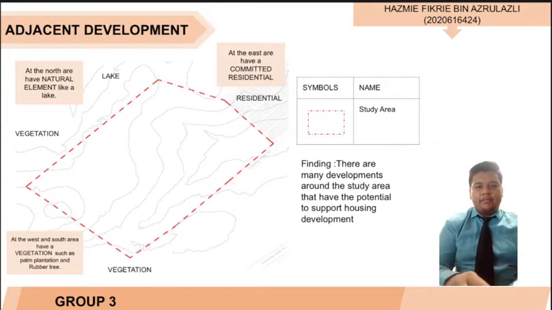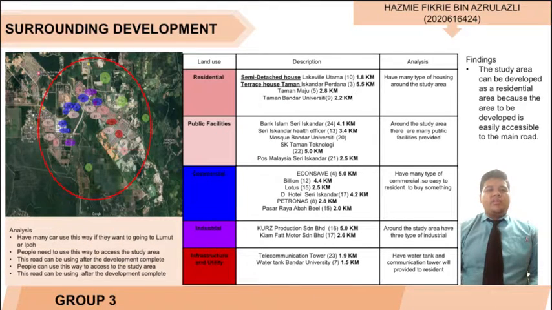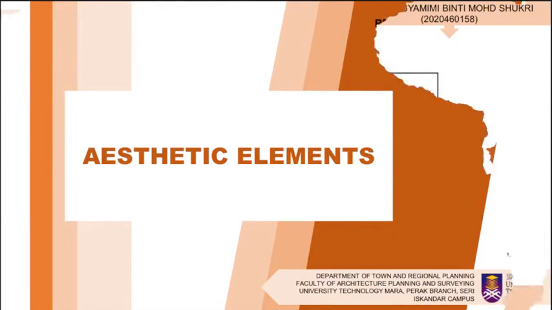Surrounding development. In a radius of 5 km, we have many types of land use. The light pink color represents the residential area, while the bright pink color represents public facilities. Next, the blue color represents the commercial area, the purple color represents the industry area, and finally, the red color represents infrastructure and utility. The finding for this analysis is the study area can be developed as a housing area because there are already residents living in the surrounding. In addition, there are various facilities to be built around 5 km from the site.